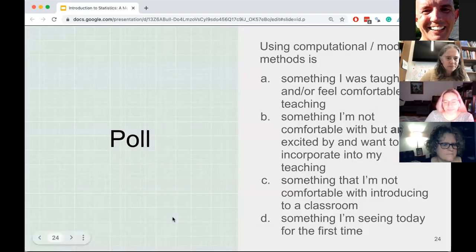Okay, so just a curiosity. We've introduced a bunch of these computational and modern methods. Is this something that you were taught in your education and you feel super comfortable teaching? Is it something you're not really comfortable with, but you're really excited about and want to start working on? Or is it something you're seeing today for the first time?